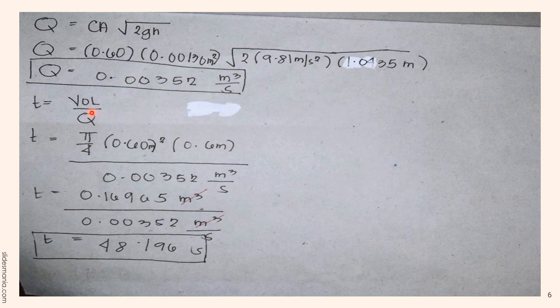This discharge will be plugged into the formula T equals the volume over the discharge. Solving for our volume, it is pi over 4 times the diameter of 0.60 meter squared times 0.6 meter, over our discharge of 0.0352 cubic meter per second. Cancel the cubic meter on both sides and get the time required as 48.196 seconds.